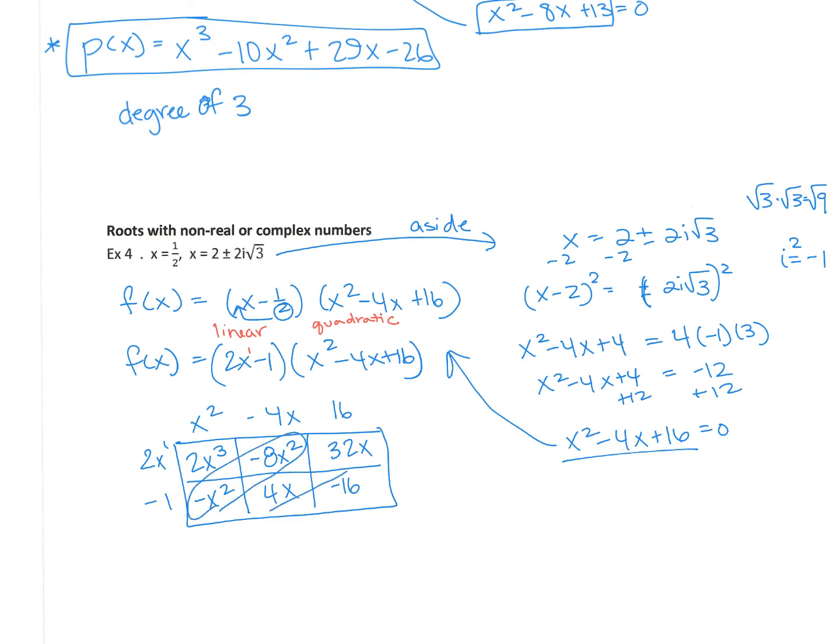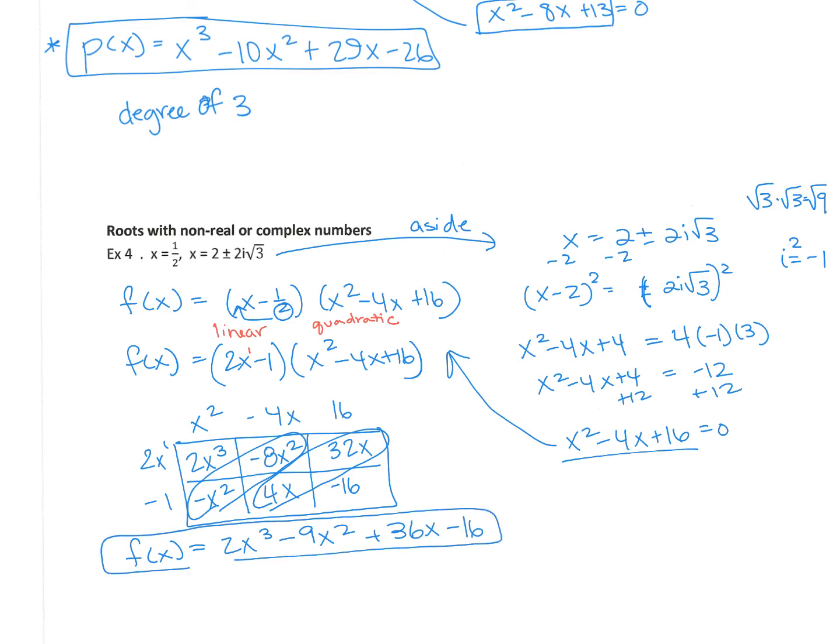I notice again my like terms. So it looks like I'm going to get f of x is equal to 2x cubed minus 9x squared plus 36x minus 16. And again, I have a third degree cubic function for my polynomial answer. Thank you so much, and see you in class.